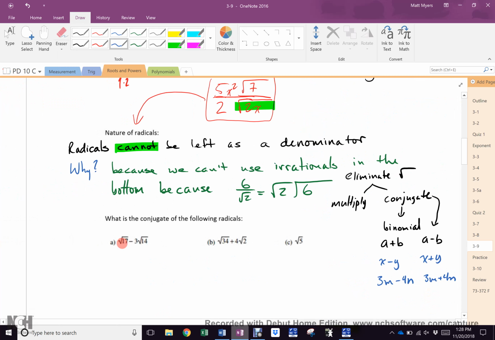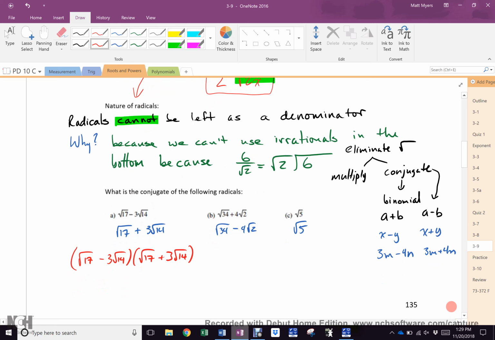So, what is this conjugate? Root 17 plus 3 root 14. What is this conjugate? Root 34 minus 4 root 2. What is this conjugate? It doesn't have a conjugate, so it's got to be the other one. What is it? Just root 5. Because that will eliminate it. What are you talking about, Mr. Myers? Watch. Root 17 minus 3 root 14 times root 17 plus 3 root 14.